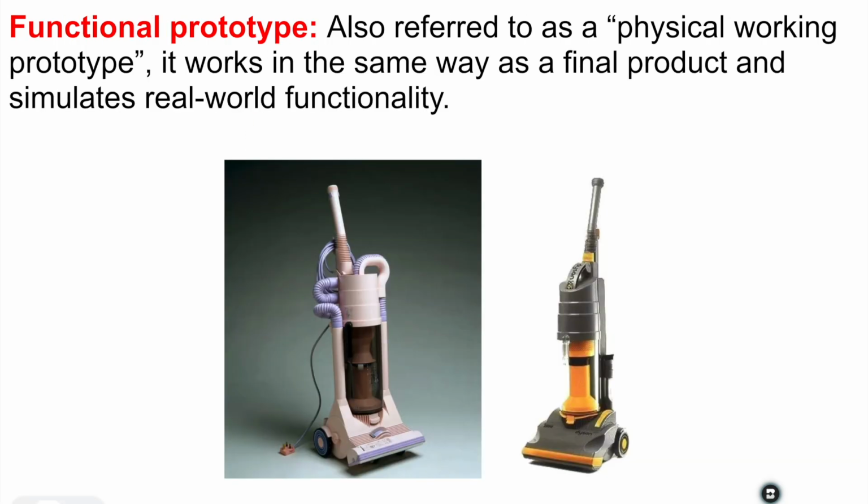A functional prototype, also referred to as a physical working prototype, works the same way as the final product and simulates real-world functionality. For instance, this is a functional prototype of the Dyson vacuum that he eventually created, and this is the actual vacuum. You can see they're very similar, but quite different. They're not made out of the exact same materials. These hoses are very different on the actual product compared to the functional prototype here, but you can see how this led to this.